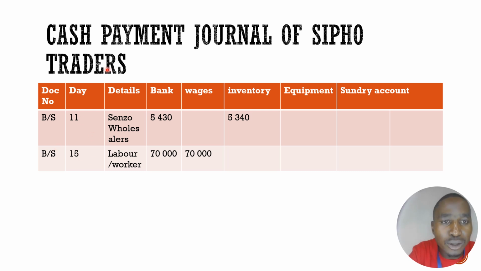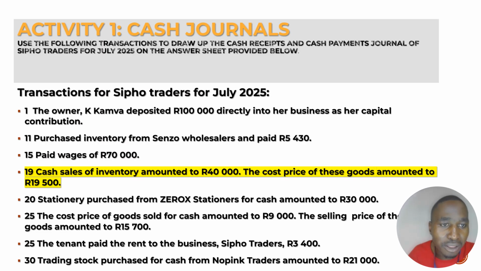All right. And then on details, because we are not given the name of the employee, we'll write labor or workers' pay or workers' wages. And then we write under bank because bank is always affected. We write under the bank column 70,000. And I said what we are paying for is the second account affected. So the second account affected is wages, so we have to write under the wages column. Now let's go and do another transaction.